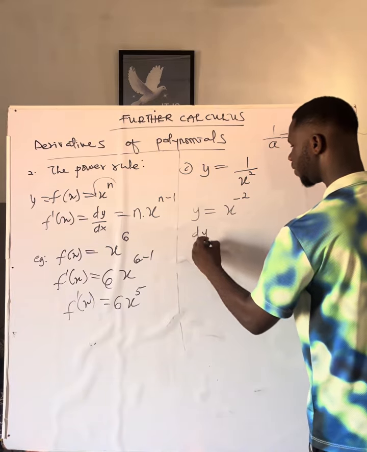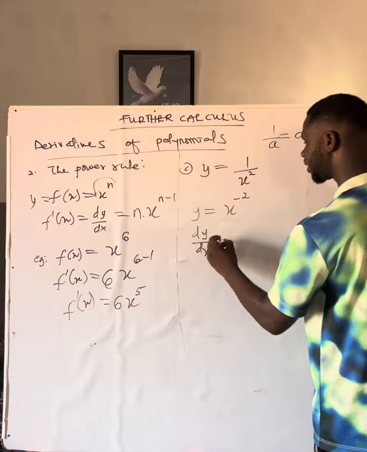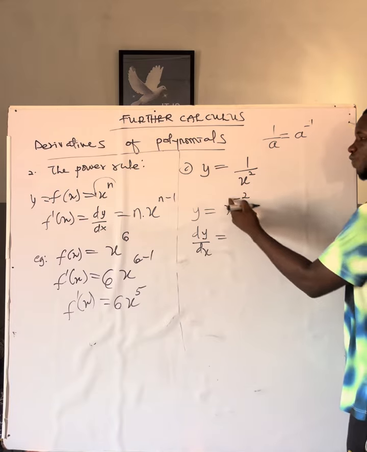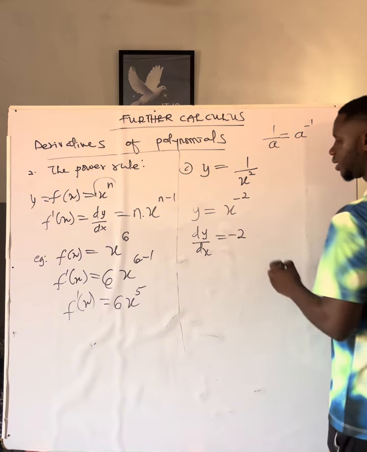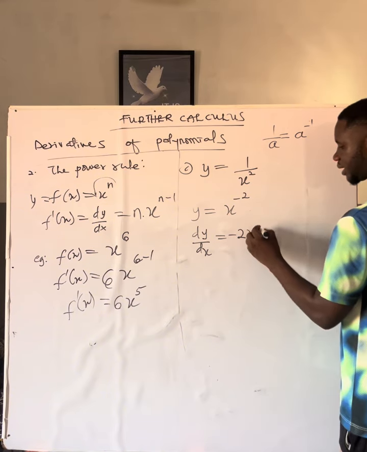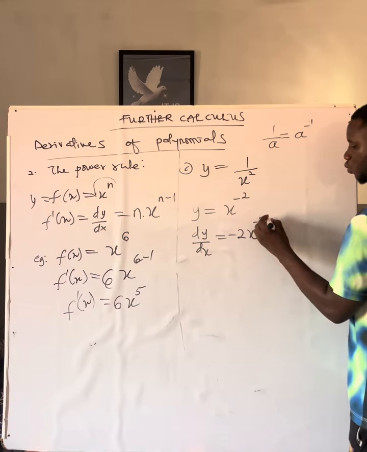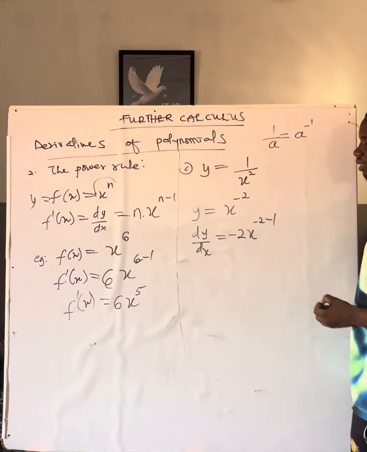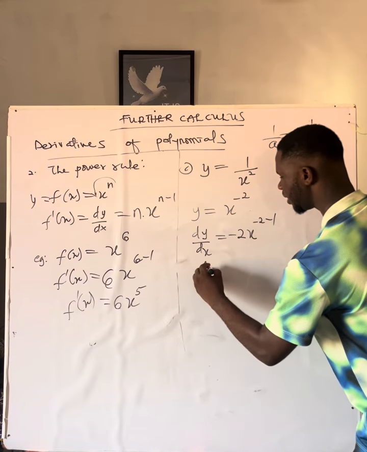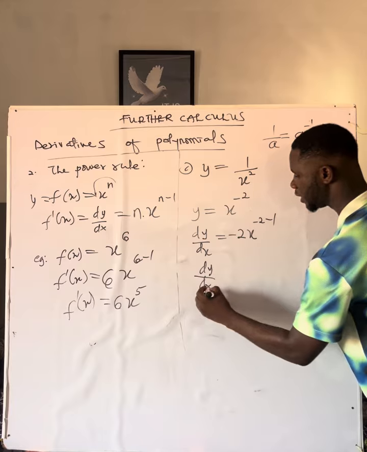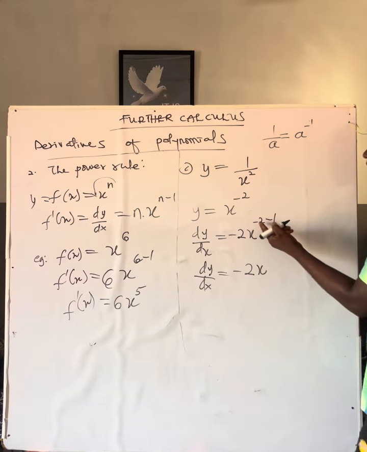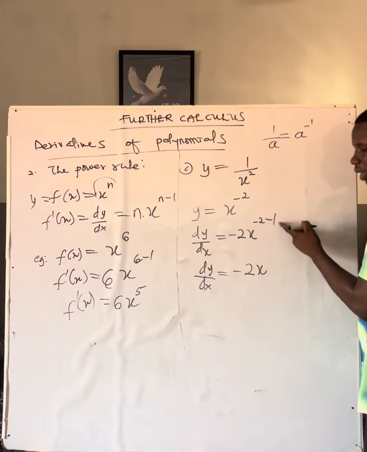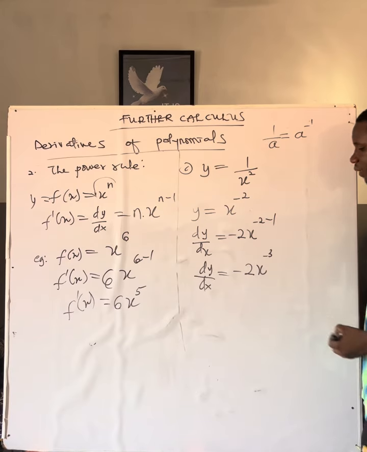Our dy over dx is going to be, so the 2 over here will come down. Then you write your x. The power will be 2, then subtract 1 from it. So our dy over dx will be negative 2x. Negative 2 minus 1 will give us minus 3 over here.